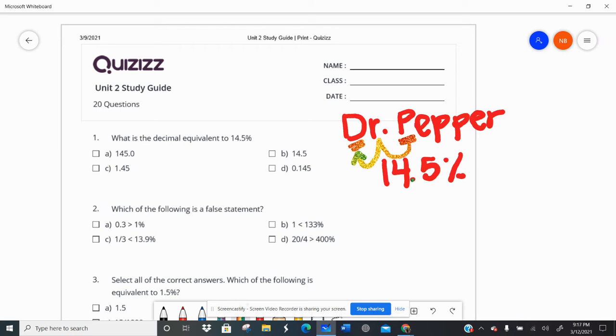So I start at the decimal. I'm going 1, 2. I can rewrite that 0.145 or 145 thousandths. So my answer would be D, 145 thousandths. Remember, percent to decimal, you're moving that 2 spaces to the left, or what I like to call Beyonce style, to the left. All right, so we got it.